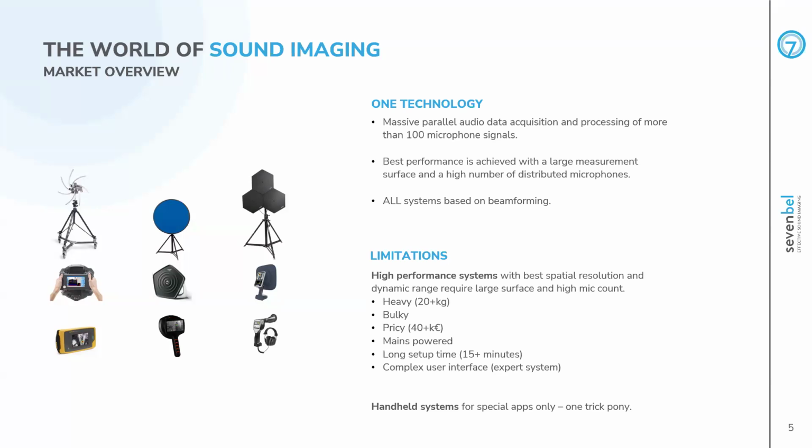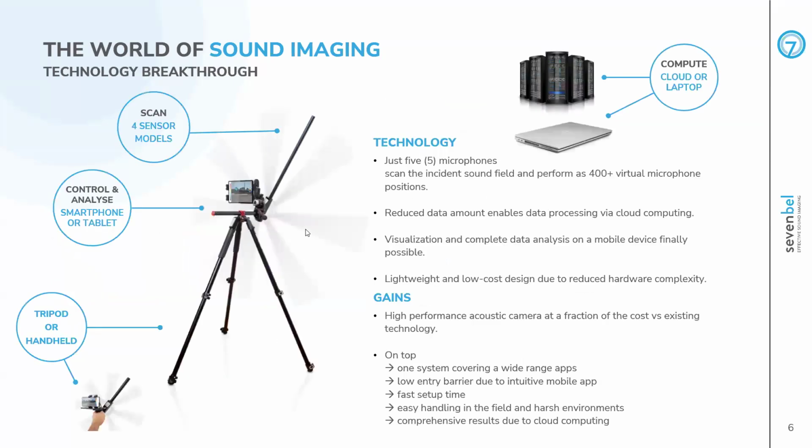What you may also find in the market today are handheld systems. These systems have entered the market some 5 to 6 years ago, but they are mostly only used for special applications, such as localizing leaks in compressed air systems or partial discharge in high voltage insulators. These are typically high frequency sound events, even outside of the audible frequency range, and this is why a large measurement surface is not necessarily required. This is why these systems are typically built in a very compact way, but again, limited to the number of applications that can be served.